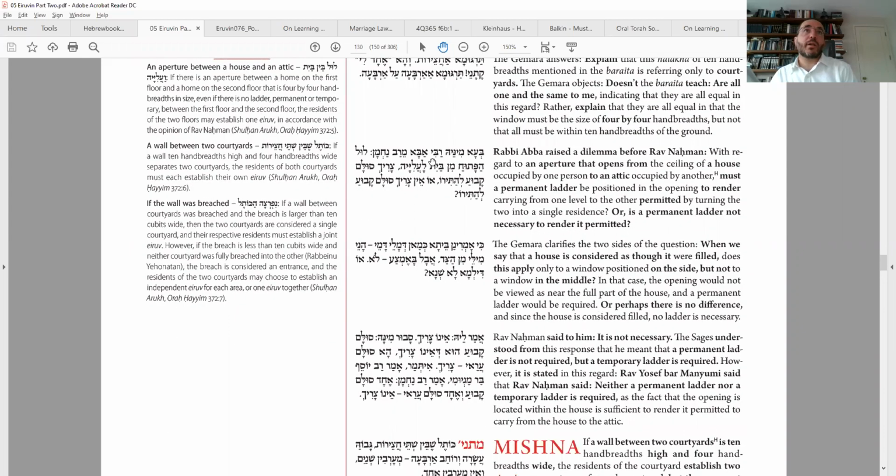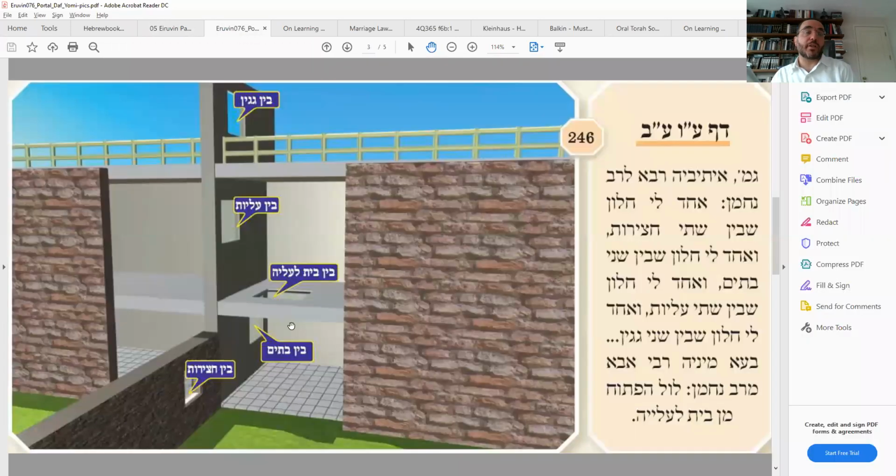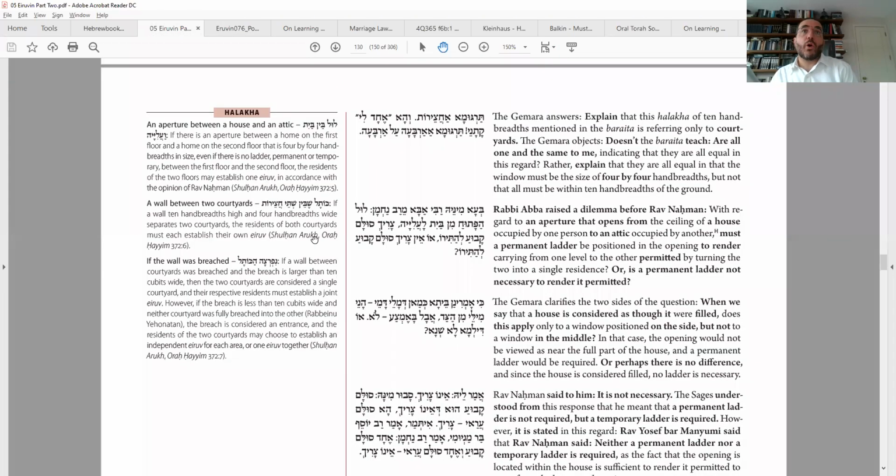Ba'amine, רבי אבא מרב נחמן, לול הפתוח מן הבית לעלייה, צריך סולם קבוע להתירו, או אין צריך סולם קבוע להתירו. If I do have an opening between two, that was this case here, and I want to join together this floor with this floor, and there is an opening here that's 4 by 4. Do I need a ladder in order to be there, or is the opening enough?